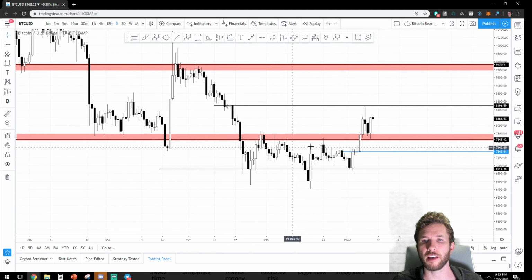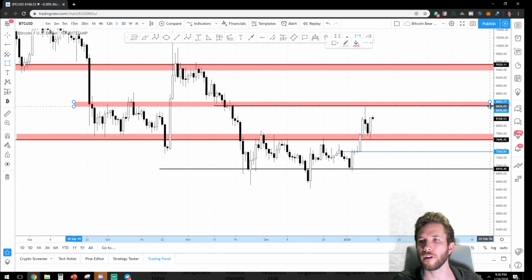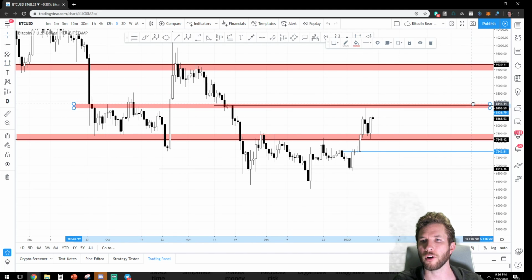We flipped this level yet again, came up, and then now we're testing yet again this high time frame resistance. So we have to see whether or not this daily candle closes at the top here or whether it's going to reject back down. So I would hazard to guess that this 8,500 level is a really, really strong supply zone. We can see that the market reacts pretty violently to it, and we actually are basically moving right back into this range that we were in before.